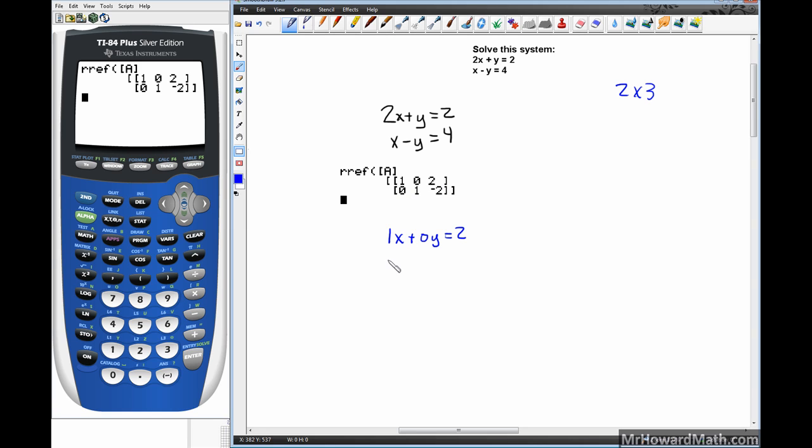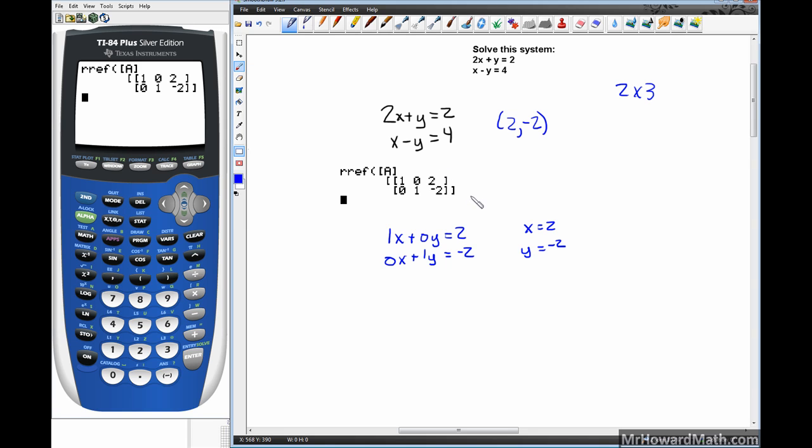The second row tells us that 0x plus 1y is equal to negative 2. If you simplify these, the y's fall off, so you're left with 1x equals 2, which means x equals 2. Here, the x's would fall off, so you're given 1y equals negative 2, or in other words, y equals negative 2. So the solution to this system is the point 2, negative 2. That is where these two lines would cross, and that is the solution to your system.